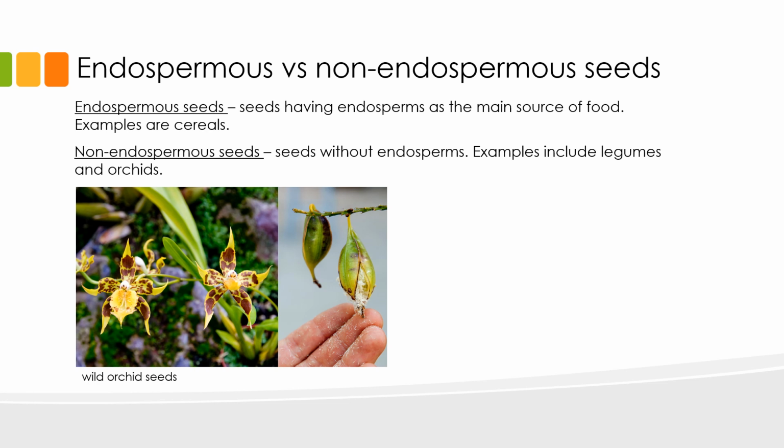In the case of many legumes lacking an endosperm, the food is stored in the fleshy cotyledons of the embryo.